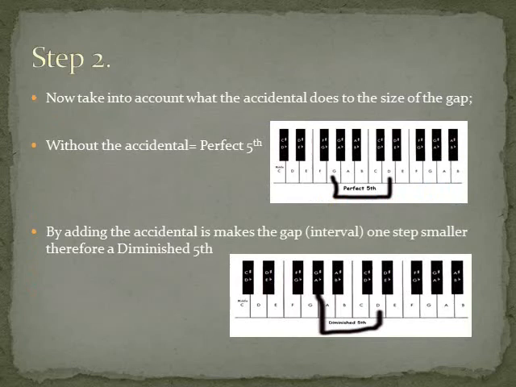But now what we have to do is take into account what the accidental does to the size of the gap. So we've just worked out, if you look at the diagram, that the gap from G to D is a perfect fifth. But by adding the accidental, in other words, the lower note takes a step up, it makes the gap one step smaller. Therefore, one step smaller than a perfect is a diminished. G sharp to D, therefore, is a diminished fifth.